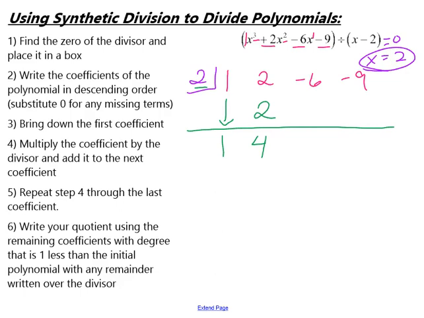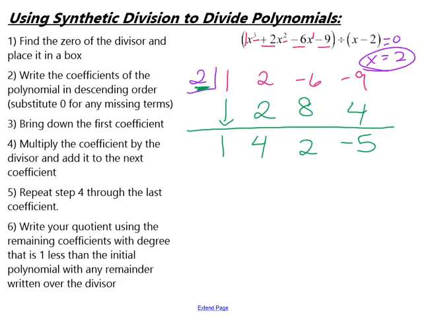So 4 times 2 is 8. And then when we add down, negative 6 plus 8 is positive 2. 2 times 2 is 4. And then when you add down, we're going to get negative 5. Now, what we're going to do with those coefficients is written out in step 6.